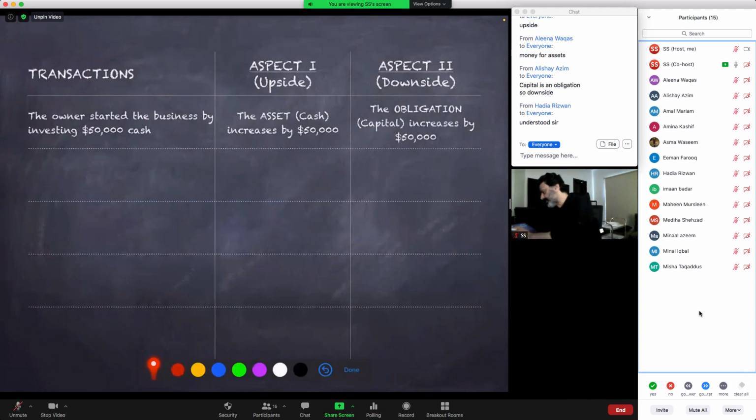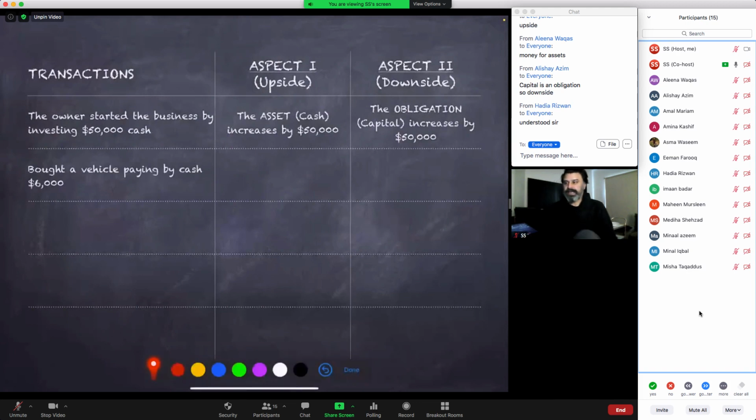The next transaction, so read it carefully. Aspect 1 is the upside. So bought a vehicle paying by check $6,000. This is, again, a very common transaction in chapter 1. So what's the upside here? Aspect 1. Okay? You have to tell me the upside.